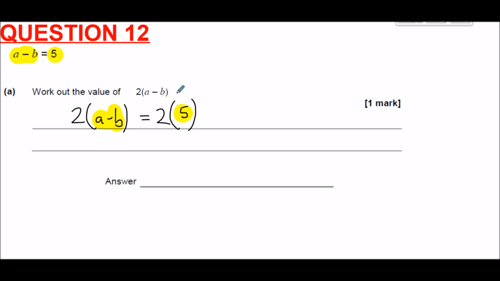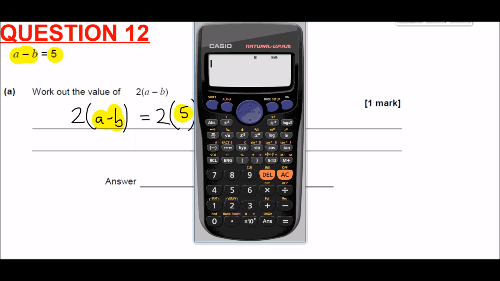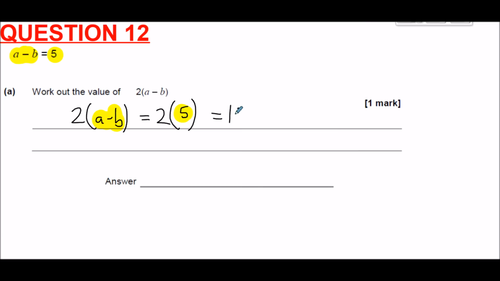To get rid of brackets, we multiply them out. And so if we expand these brackets, 2 times 5 will give us 10. If you're not sure though, just use one of these things here. 2 brackets 5 equals 10. So the value of 2 brackets A minus B just means 2 lots of 5, which is 10.